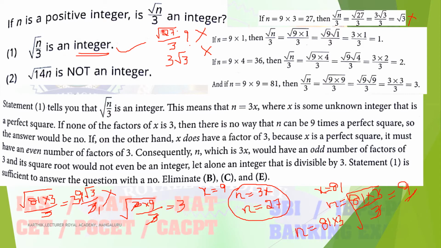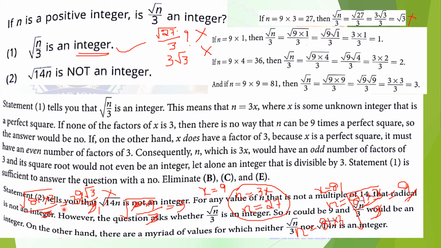So like that, here it is not possible. Why? Because you can choose any value for n, and it is not an integer, right? So from the second statement alone, you can't answer the question. So which option is correct? From the second statement, you can choose any number for square root of n. So it is not possible. So option A is correct for this problem.